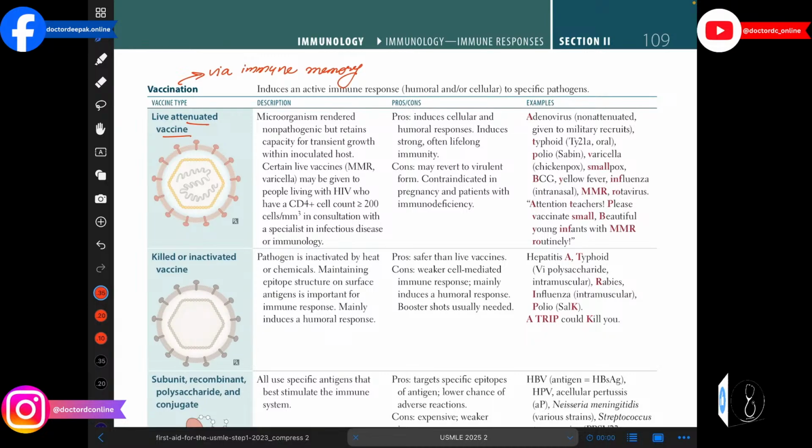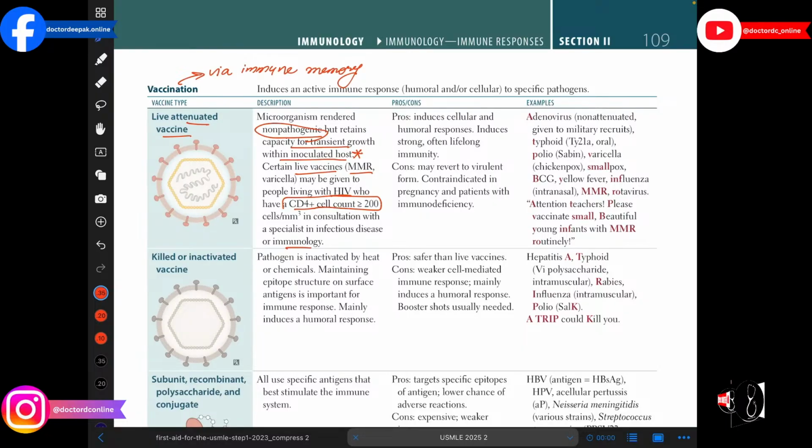So we'll start from here. In the description, the microorganism is rendered non-pathogenic but retains capacity for transient growth within the inoculated host. The pathogen you are injecting becomes non-pathogenic due to some modification. Certain live vaccines are MMR (measles, mumps, rubella) and varicella, and may be given to people living with HIV who have a CD4 cell count greater than 200, in consultation with a specialist in infectious disease or immunology.